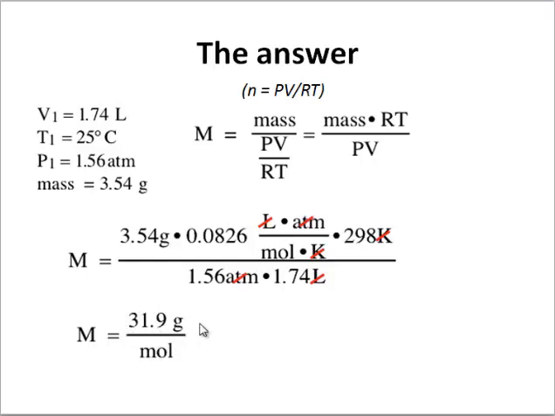Now, if we wanted, you could do this calculation in 2 stages. First, calculate the number of moles from PV over RT. And then just divide the mass by the number of moles. You should obtain the same answer.